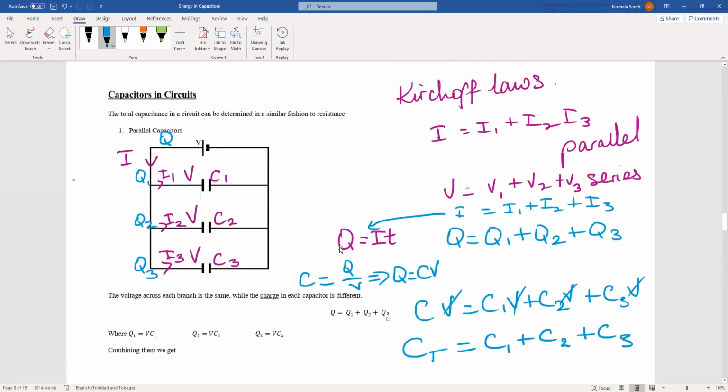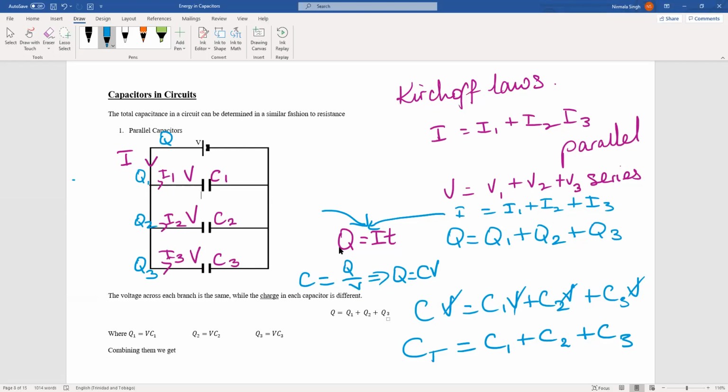Using Kirchhoff's laws, your current is different in each section. And current is related to charge by the equation Q is equal to IT. So instead of the I, we're going to replace it with the Q because the time will be the same. Instead of I, we'll have Q. Instead of I1, we have Q1. I2 gives us Q2. I3 gives us Q3.